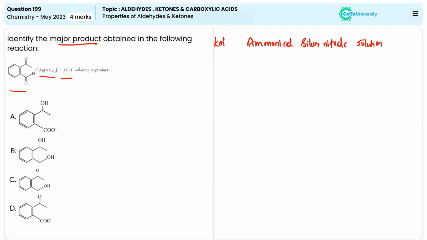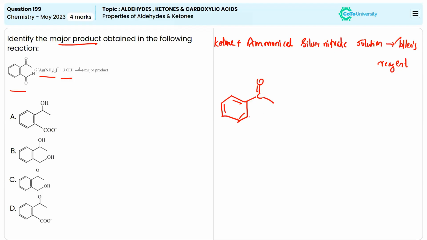When a carbonyl compound reacts with ammoniacal silver nitrate solution, this solution is called Tollens reagent. We know that Tollens reagent will produce a precipitate of silver. So here we can write the overall reaction for the carbonyl compound.